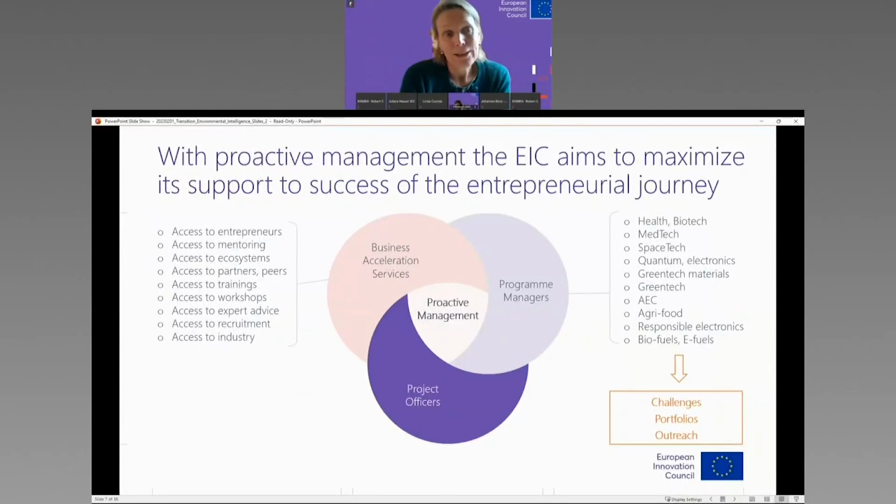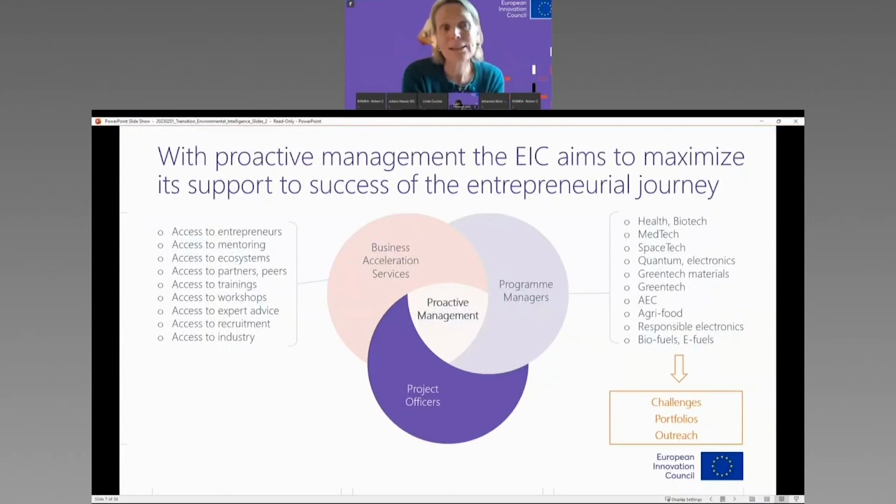So we provide financial support, but we also provide other support services, which is the proactive management. And that is also unique to the European Innovation Council. You don't find that in the rest of Horizon Europe. And one source of proactive management are the business acceleration services, which are available to all the beneficiaries of the EIC. And there they give the projects access to entrepreneurs, for instance, or to investors, but also to mentors, to people who can really help on an individual basis to guide the project.